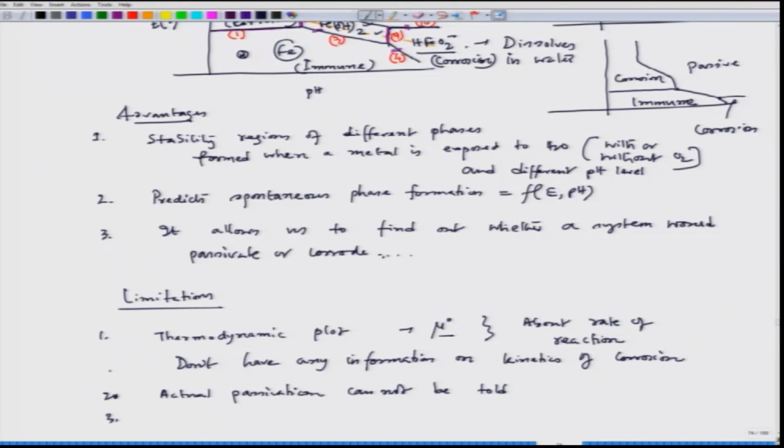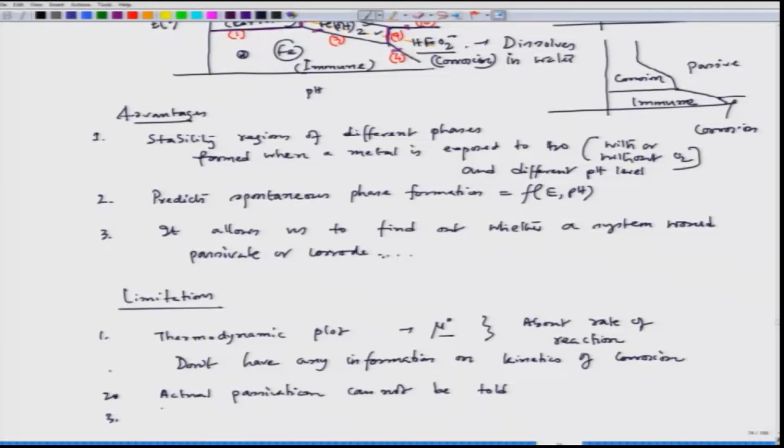The third part is, for example, this is only for a pure metal system. We are not looking at the alloy system. So, in case of an alloy system, predicting the phases and predicting what sort of regions we will choose would be difficult. So, this is not applicable to alloy systems.